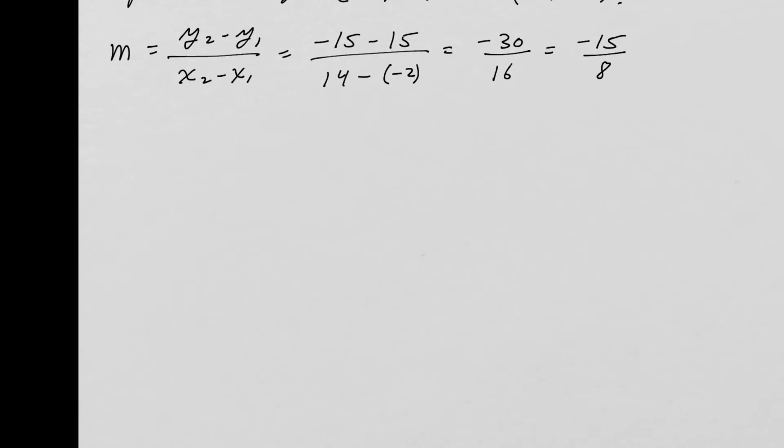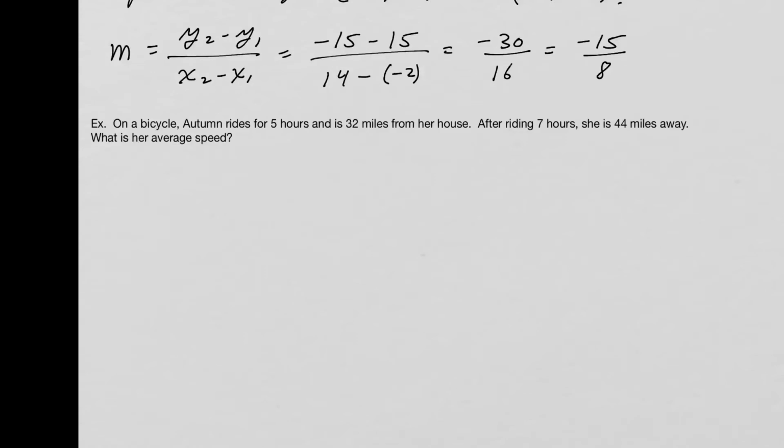Okay, here's another example. Okay, so in this example, it says, on a bicycle, Autumn rides for 5 hours and is 32 miles from her house. After riding 7 hours, she is 44 miles away. What is her average speed? And by that, they mean the average speed over those last 2 hours, from 5 hours to 7 hours.